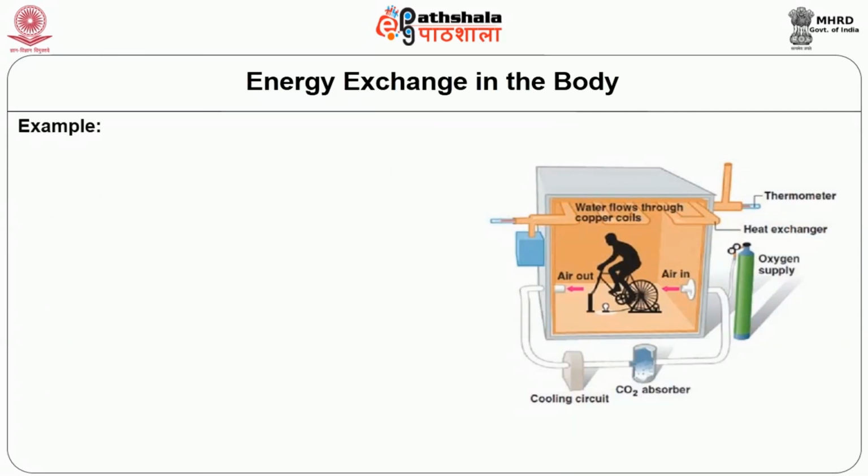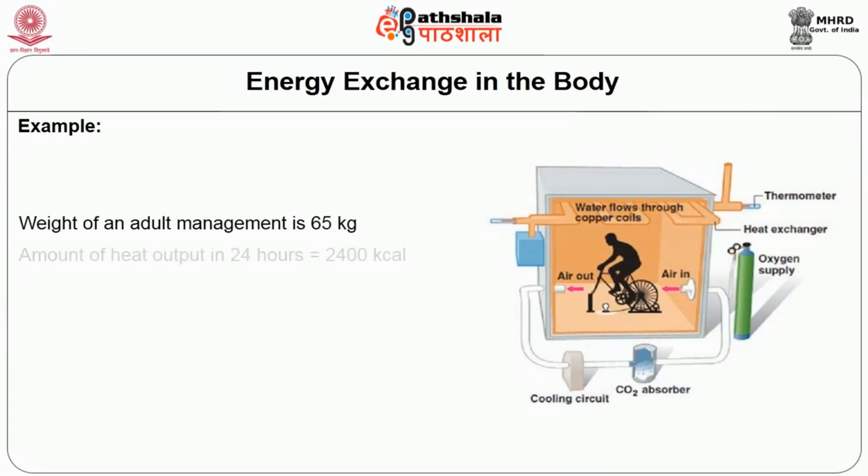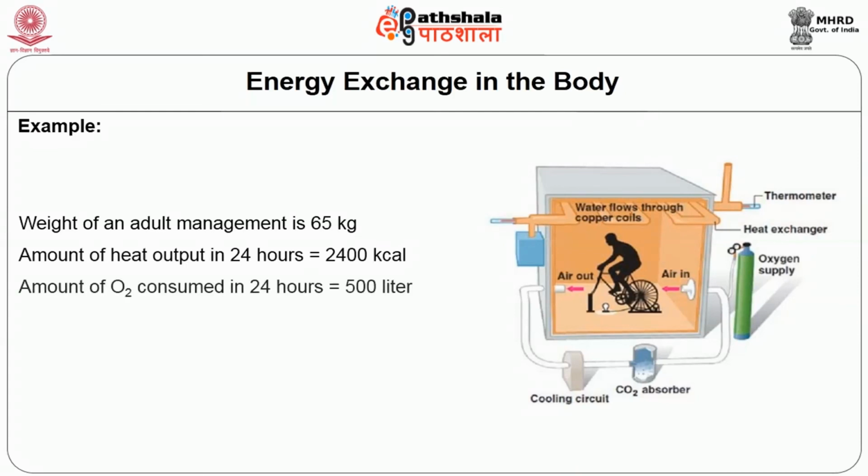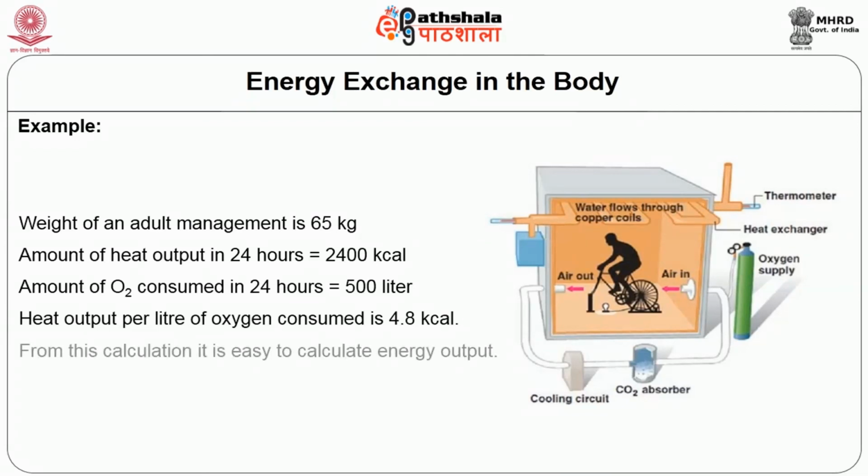For example, the weight of an adult man is 65 kg. Amount of heat output in 24 hours is 2400 kilocalorie. Amount of oxygen consumed in 24 hours is 500 liters. The heat output per liter of oxygen consumed is 4.8 kilocalorie. From this calculation, it is easy to calculate energy output.